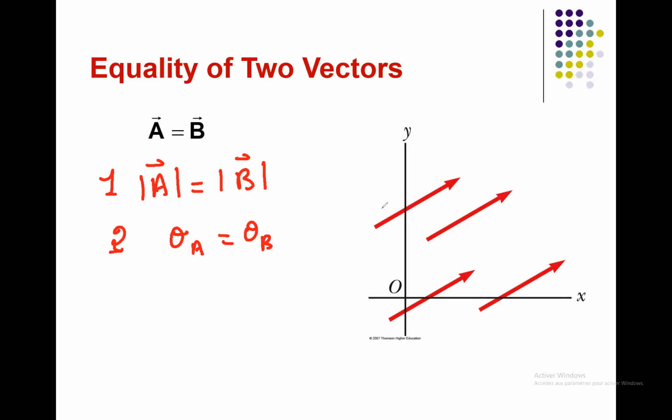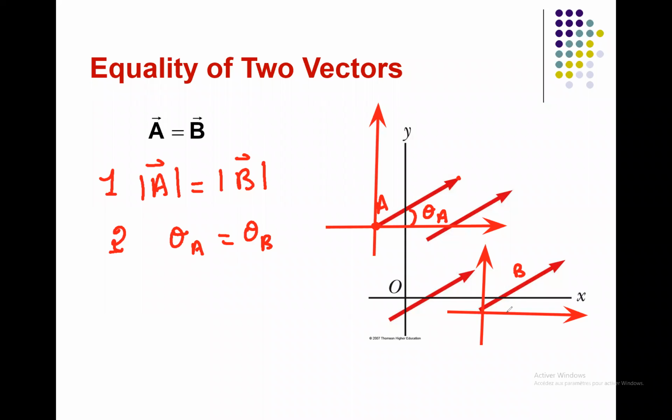So, if I say this is A and this is B. At A, we have the tail and the tip of the vector. I can draw the x-axis and y-axis here. The angle theta A is between the x-axis and A. This is the angle theta A. The same for B. For B, we have the tail and the tip. On the tail, we can draw the x-axis and y-axis. The angle theta is between the vector and the x-axis, so it's theta B.